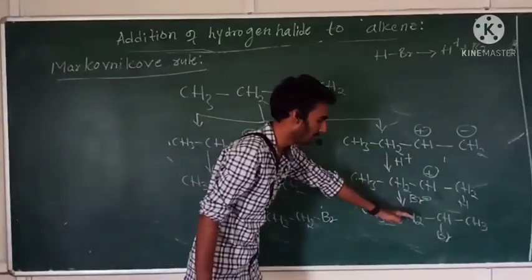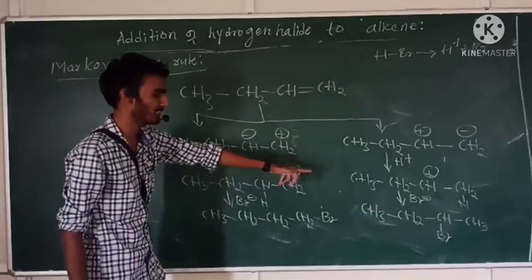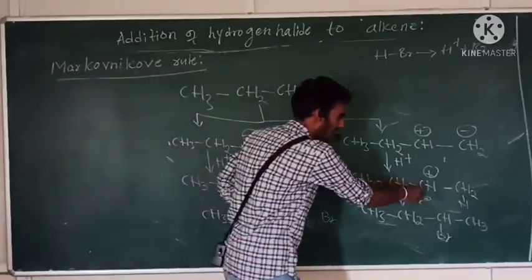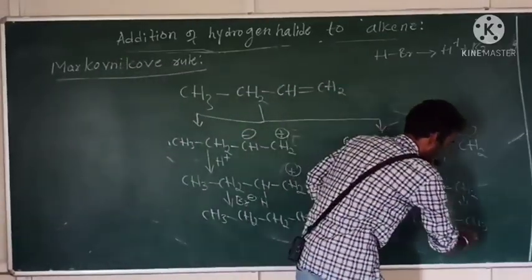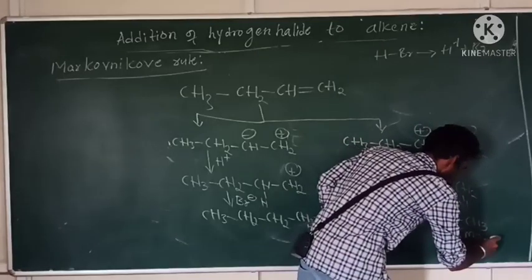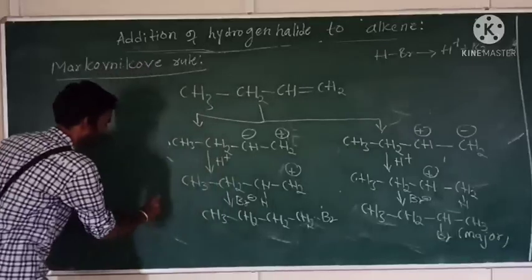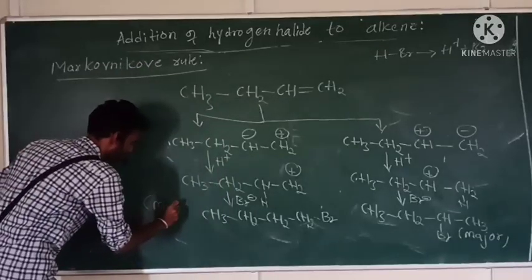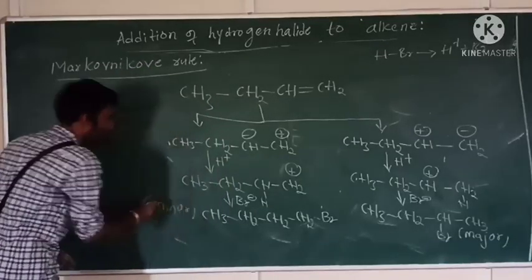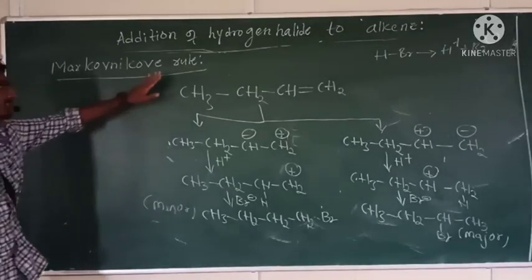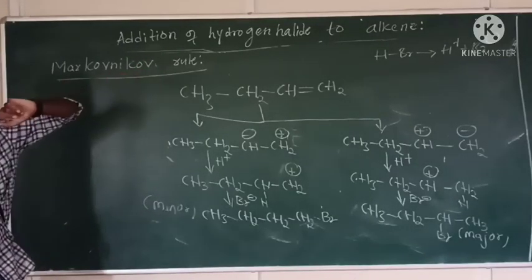So the most stable carbocation forms the major product, giving more yield. This is the major product, from the stable carbocation. The other one is considered the minor product. So this reaction is a Markovnikov addition reaction.